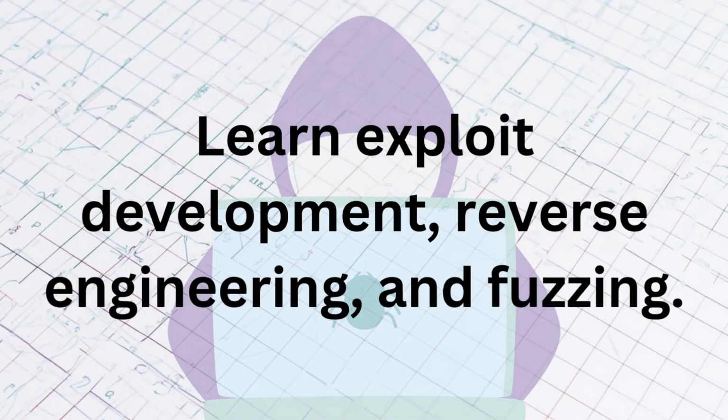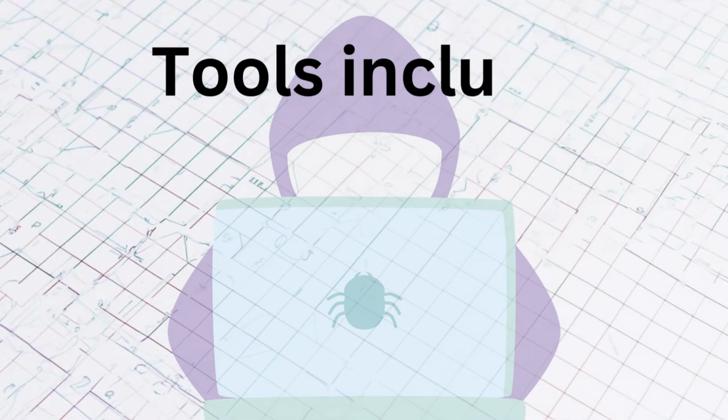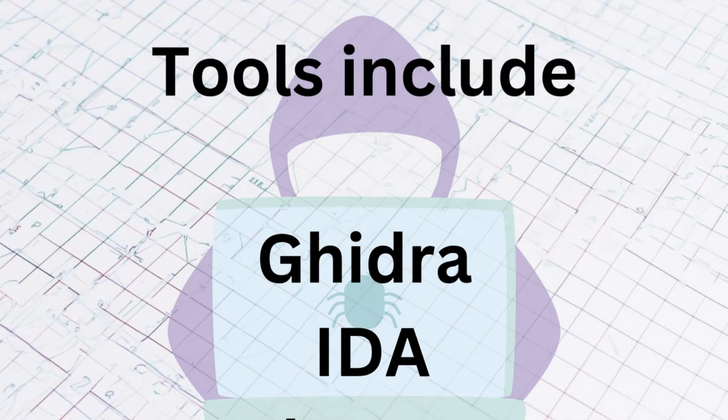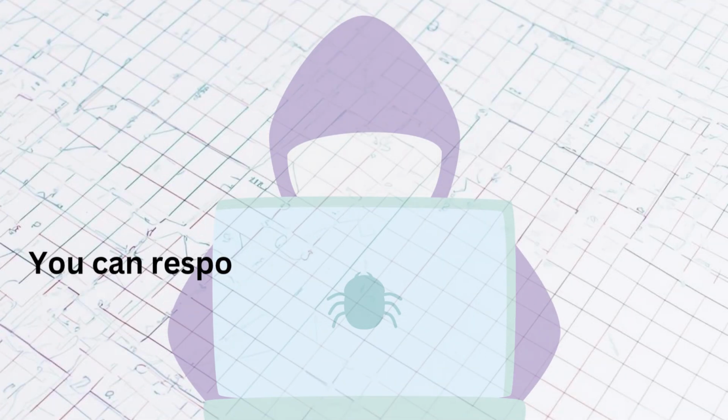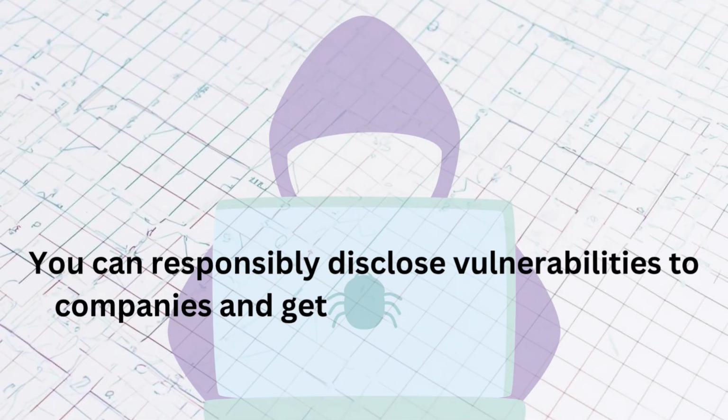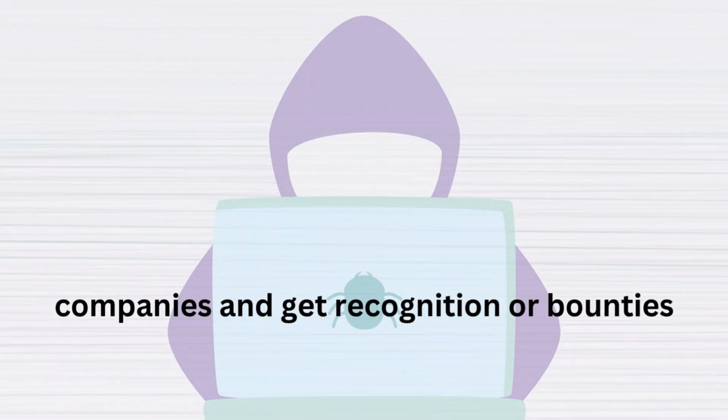Learn exploit development, reverse engineering, and fuzzing. Tools include Ghidra, IDA, and debuggers. At this stage, you can responsibly disclose vulnerabilities to companies and get recognition or bounties.